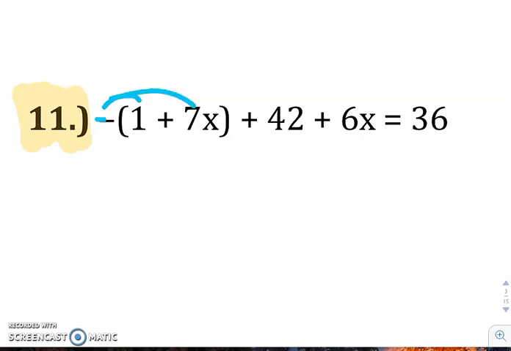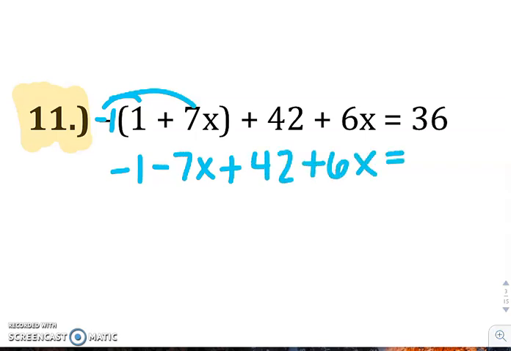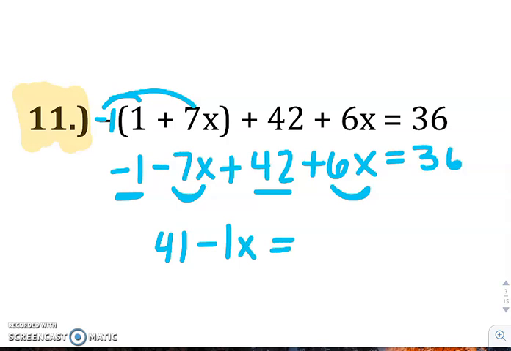It's really like a negative 1. So this becomes negative 1 minus 7x plus 42 plus 6x, still equal to 36 over there. So we can combine the like terms on that left-hand side. So negative 1 plus 42 is going to be 41. Negative 7x plus 6x is going to be negative, so minus 1x equals 36. And now it seems a lot simpler.